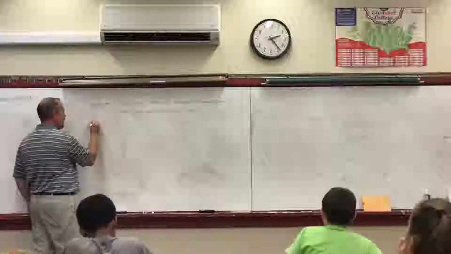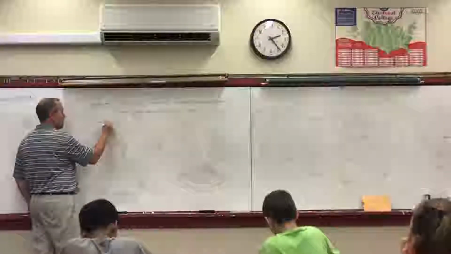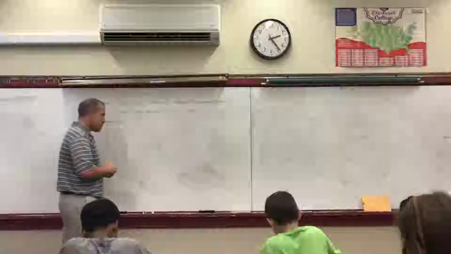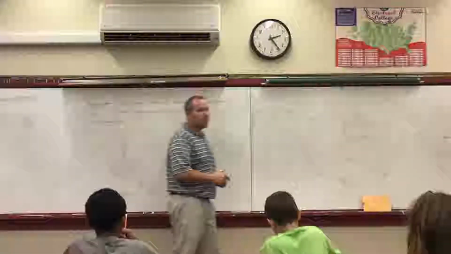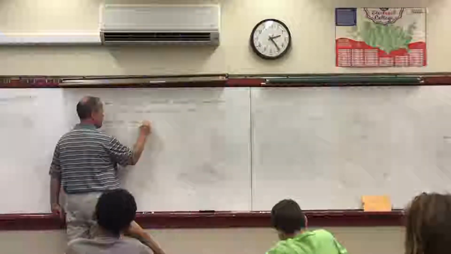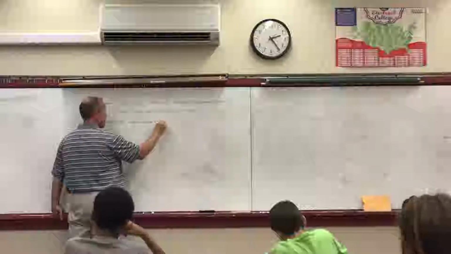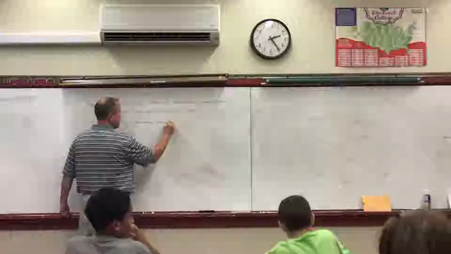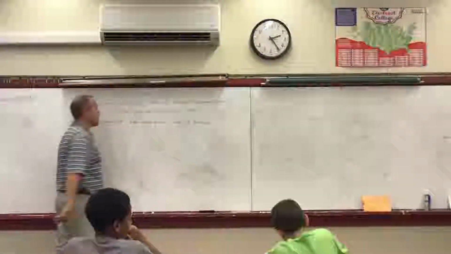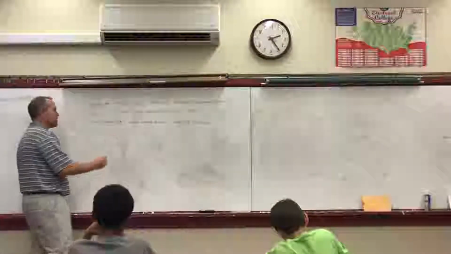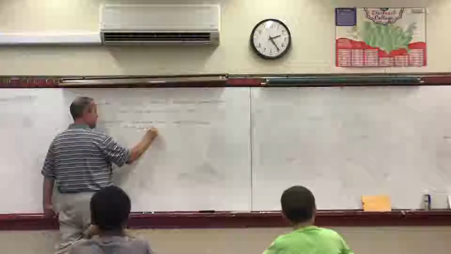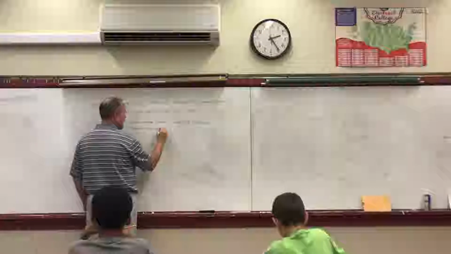The second word you're going to need to know is composite number. A composite number has more than one set of factors. Okay, it has more than one set of factors. What does that mean? It can be divided by something other than itself.